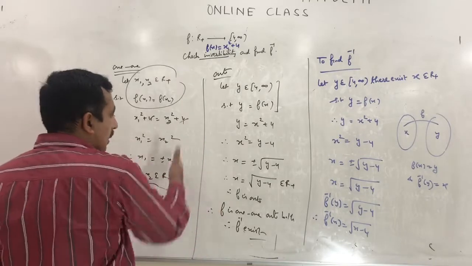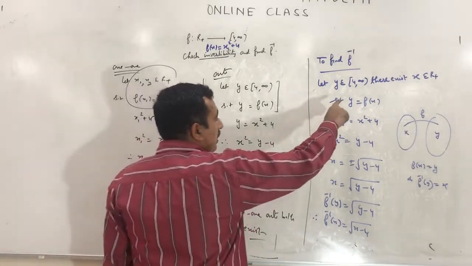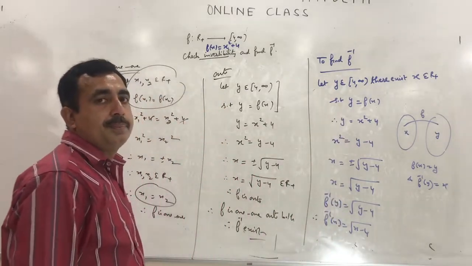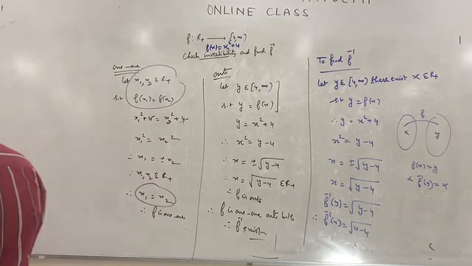Firstly, you have to prove one-one. Then you have to prove onto. If one-one and onto both exist, then the inverse exists. So again, next question.